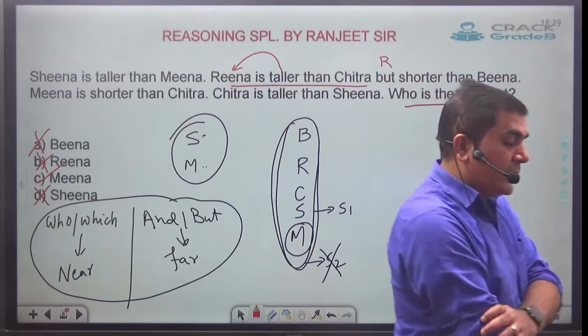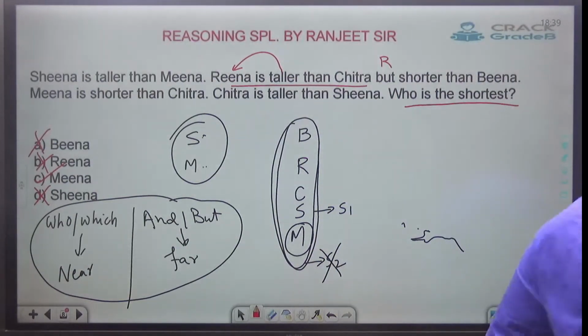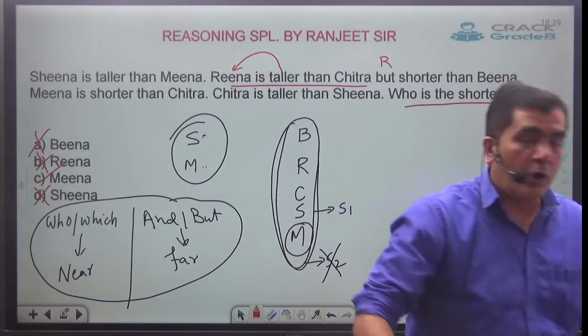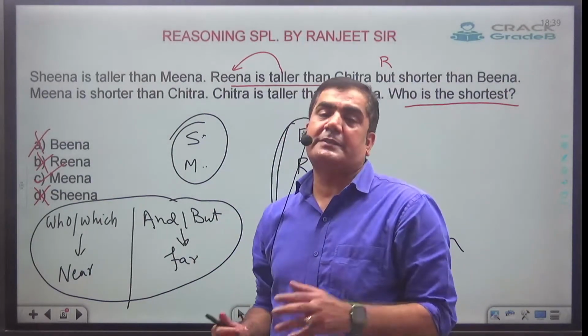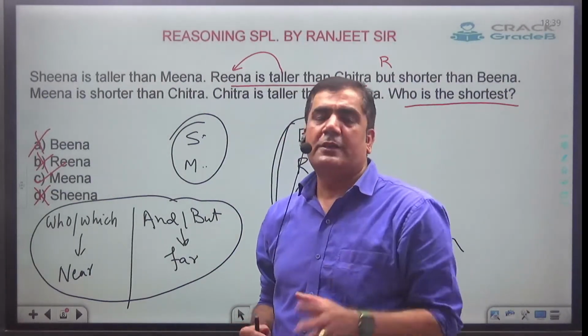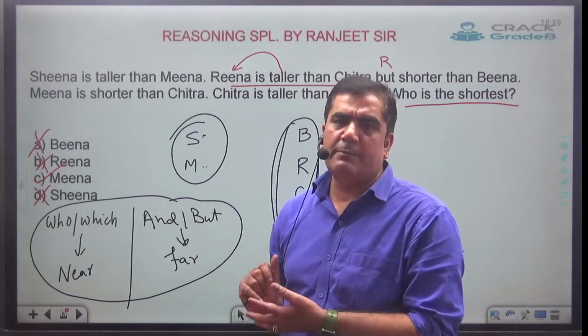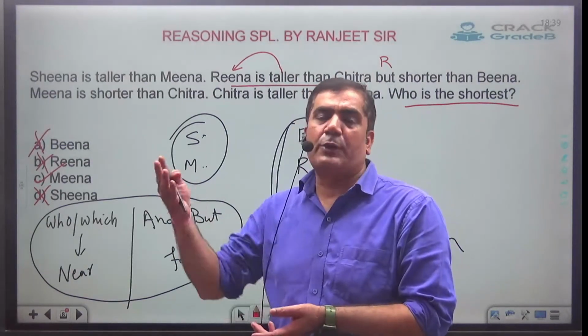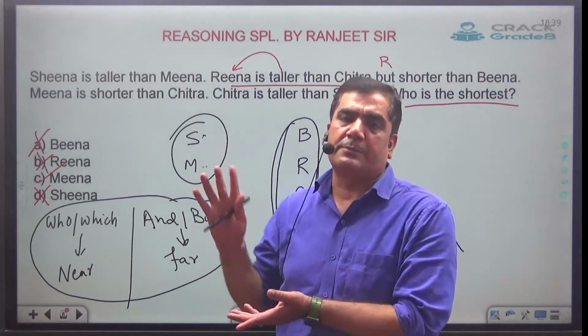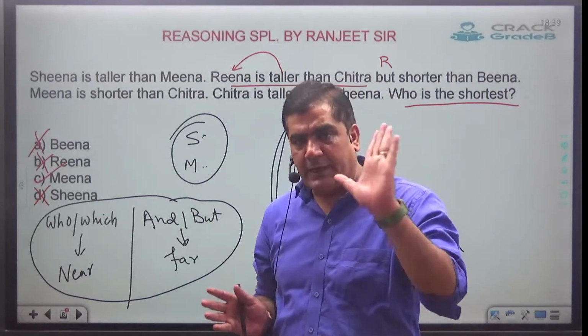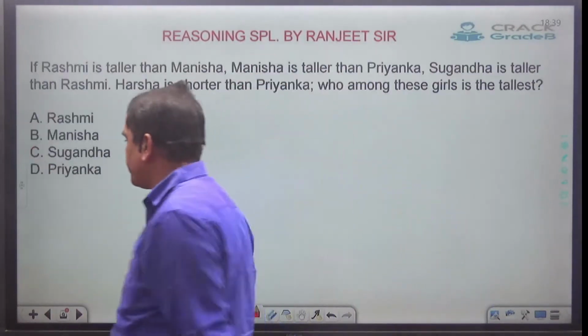Clear? We should go in the reverse direction, my dear. You should always go in the reverse direction. If they are asking who is the tallest, my job is to find out who can't be the tallest and go for the elimination method. If they have given four options, try to cut three. The last one will be the answer. Concept is clear? Okay, let's go with the next one.